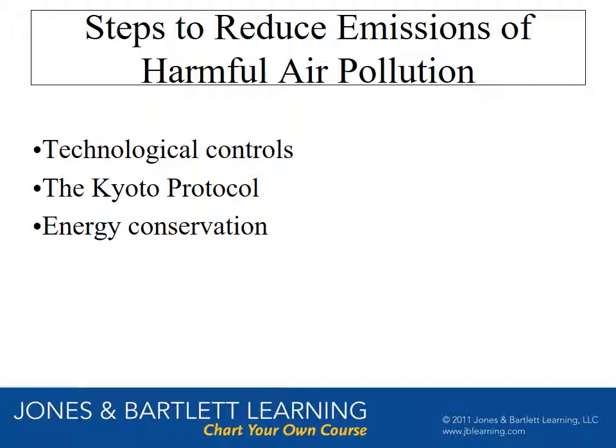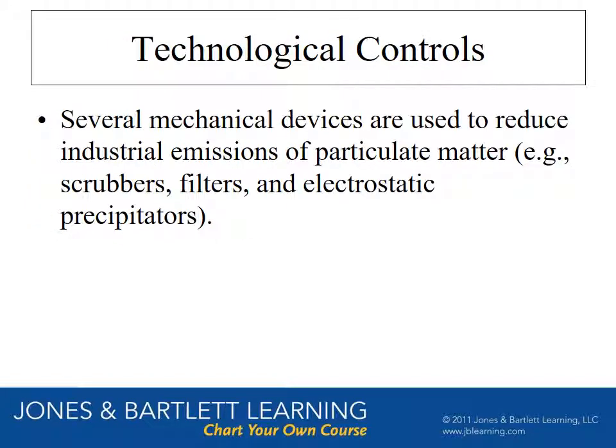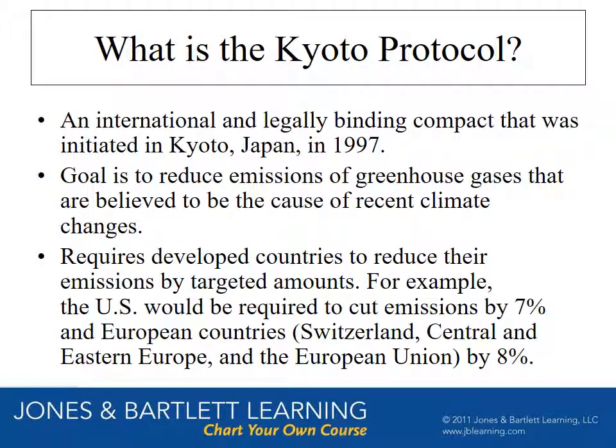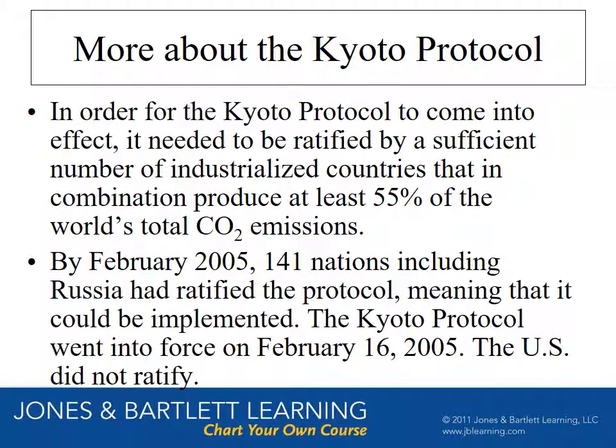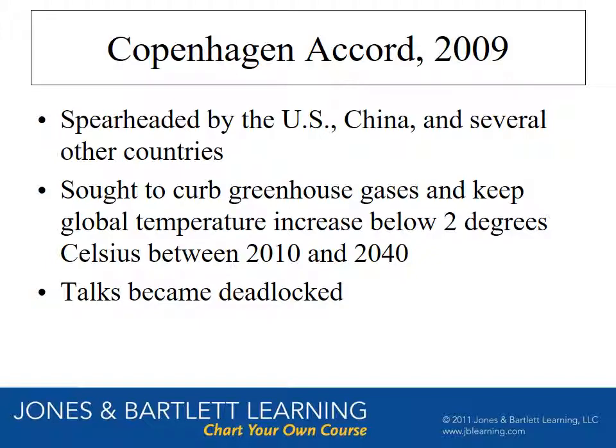Energy conservation. We can agree to commit to national or international protocols where we will reduce our contributions to global warming. And we can also introduce technological controls that will eliminate or reduce these outputs into the environment. There are mechanical devices that can reduce pollution by scrubbing, filtering, or precipitating out the pollutants. I won't talk about the Kyoto Protocol or the Copenhagen Accord until the end.